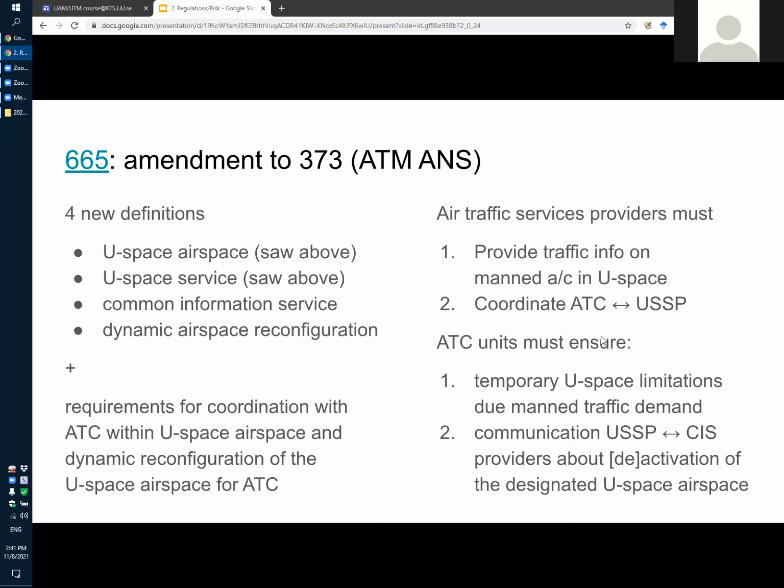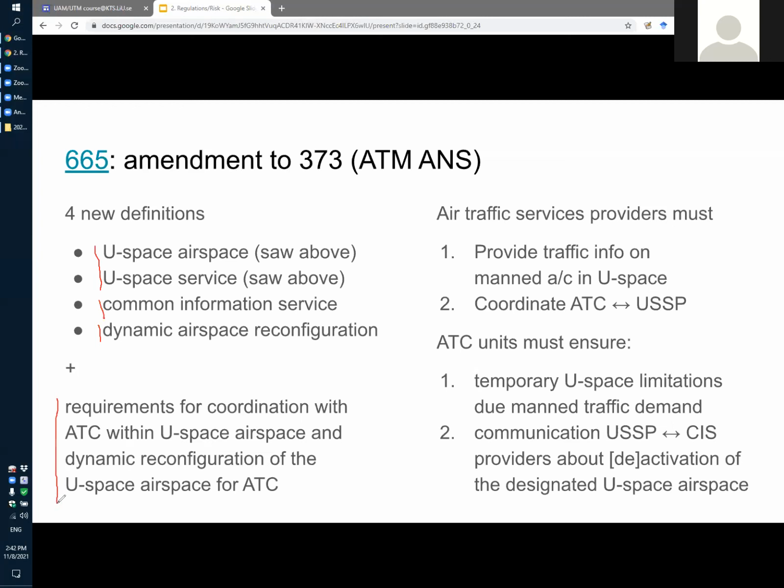Now 665 is also a small amendment to Regulation 373 about air traffic management and air navigation services. It gives the definitions of U-space and U-space services. I mean, we saw it also in 664. It speaks about this common information service and dynamic airspace configuration. Again, we don't go too much into the details in a lecture. I guess there is a homework question where I ask you to look at one of them.